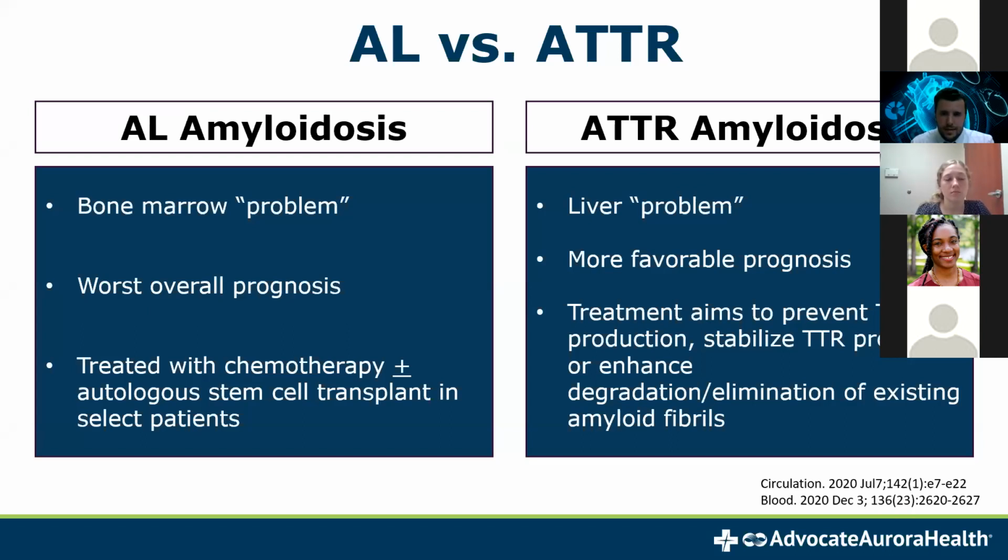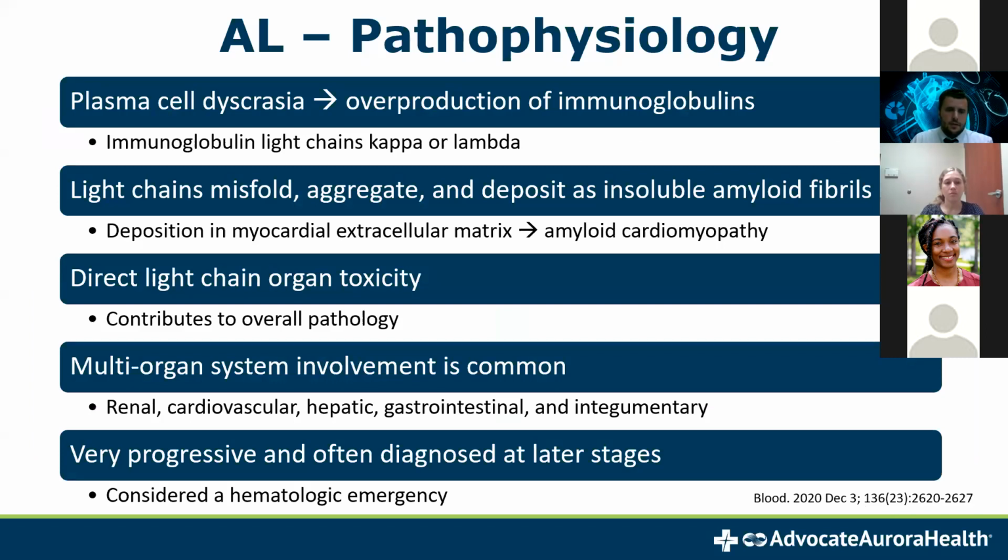In contrast, ATTR amyloidosis is a liver problem, caused again either by the wild type or the variant forms of TTR that's produced in the liver. It does have a more favorable prognosis, anywhere between 2 to 6 years, depending on a specific mutation, the stage at the time of diagnosis, and the degree of cardiac involvement. And the treatment is either aimed to prevent TTR production, stabilize the existing TTR protein, or eliminate existing amyloid fibrils that are already formed.